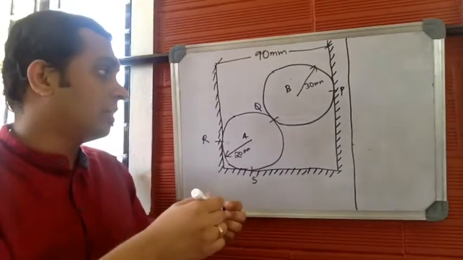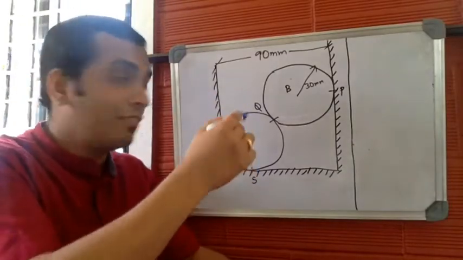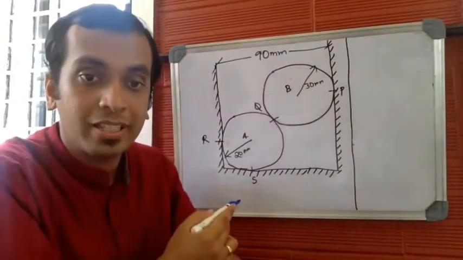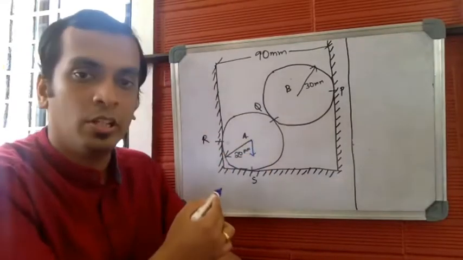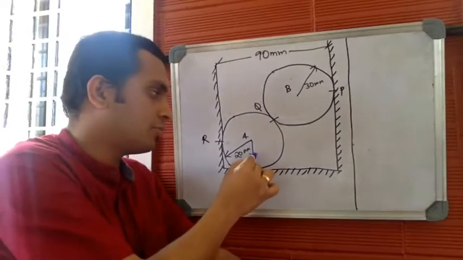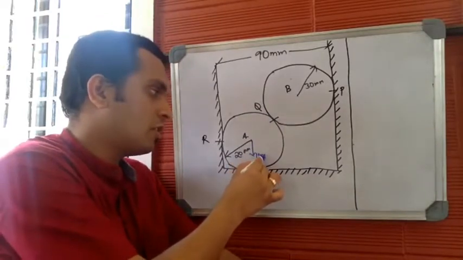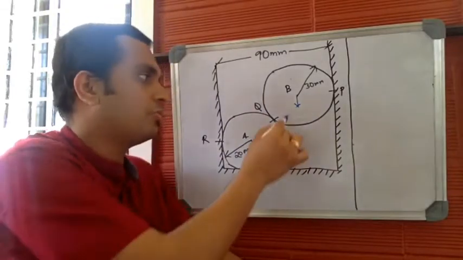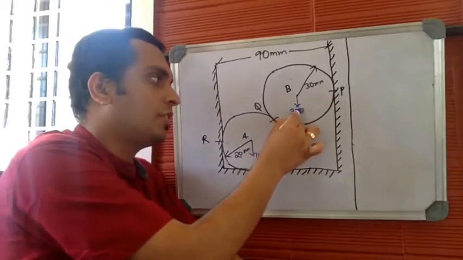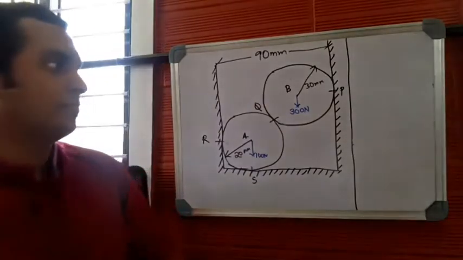Now let us draw the free body diagram. Before that, the self weight of both the spheres is given already in the question. Self weight of the lower sphere is given as 100 newtons, and self weight of the upper sphere is given as 300 newtons.